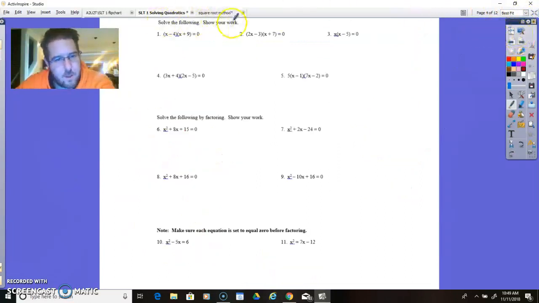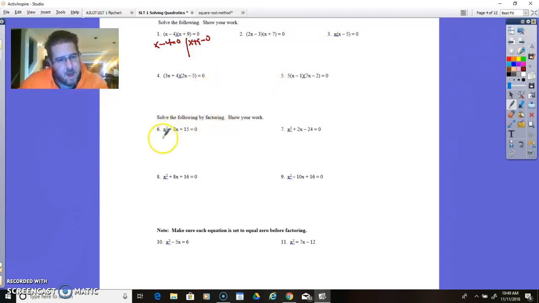All right, solve the following. Show your work. These are easy because they're already done for you. They're already in factored form. So it looks like we're going to use the zero product property. You just do x minus 4 equals 0 and x plus 9 equals 0. Those are just a matter of solving when it's already set equal to 0.